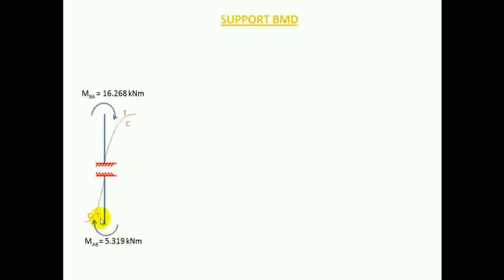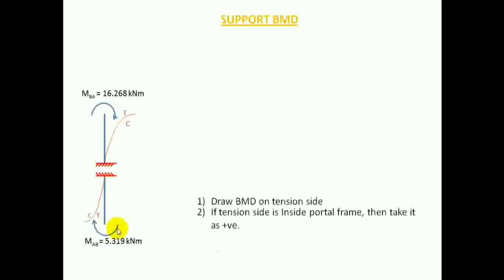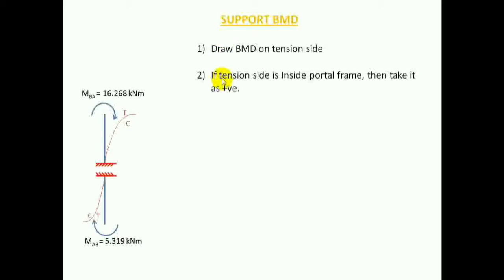Because of the application of this moment, we are getting this differential. Now we know our sign convention, that is TCS: T is the top of the member, C stands for compression, S stands for sagging. Here this portion, this side is in tension, and here this side is in tension. So now we'll consider this sign convention, that is, always draw BMD on the tension side.